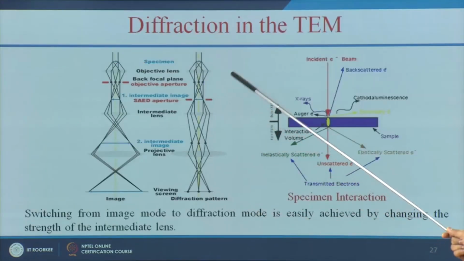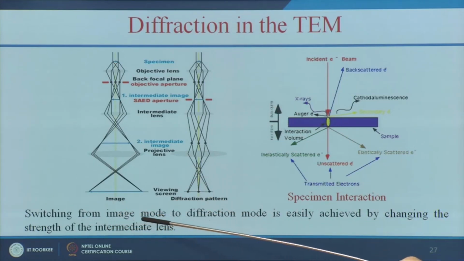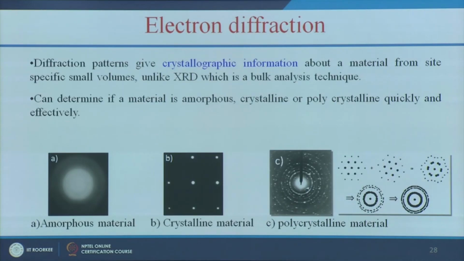Also, we can study the diffraction of your sample by switching from image mode to diffraction mode, which can be easily achieved by changing the strength of the intermediate lens. When you see the electron diffraction pattern of your sample, this diffraction pattern gives crystallographic information about your material, and it can determine whether your material is amorphous, crystalline or polycrystalline, and it can measure crystallographic information quickly as well as effectively.